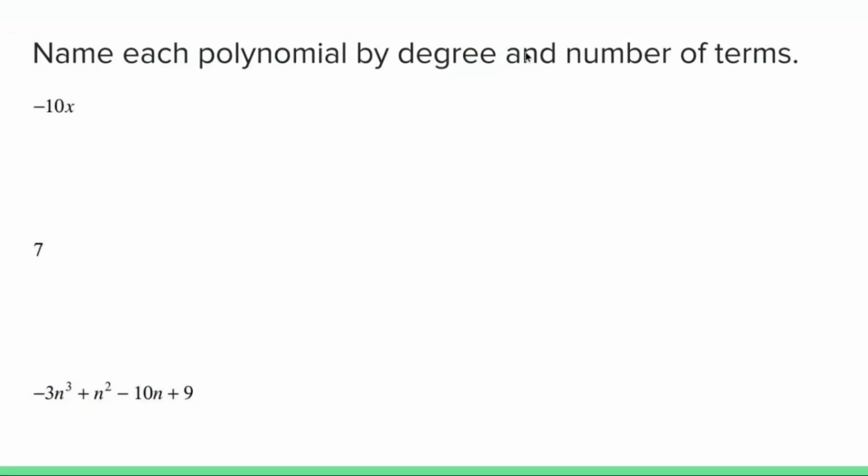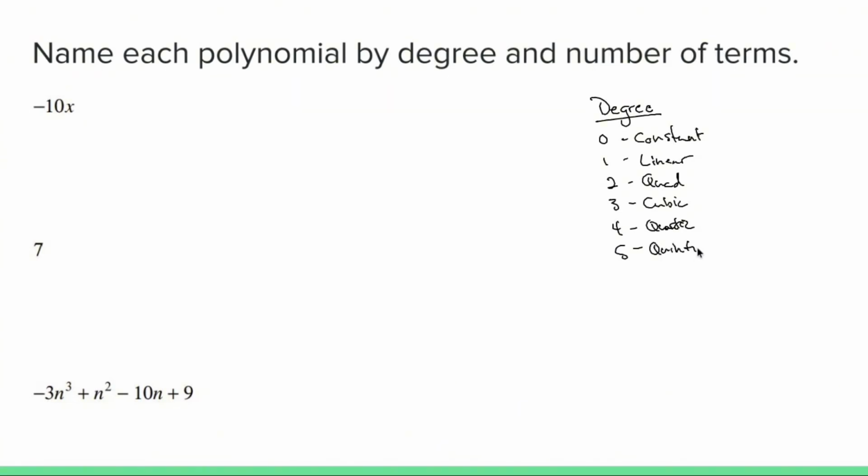Name each polynomial by degree and number of terms. Let's write out some of these names, shall we? That's how you spell degree. If something has a degree of 0, it's constant. If something has a degree of 1, it's linear. If something has a degree of 2, it's quadratic. If something has a degree of 3, it's cubic. If something has a degree of 4, it's quartic. And if something has a degree of 5, it's quintic.